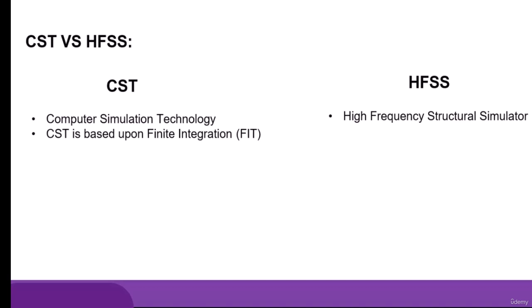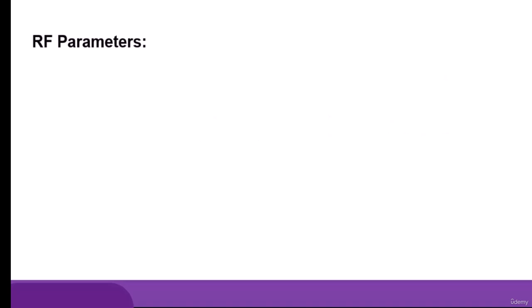So in case of HFSS, the algorithm used is the finite element method, which is FEM. Now moving towards important parameters of antenna design. Now these are some of the important RF parameters. The first one is S parameter, followed by VSWR, and then the gain. These are some of the important parameters highlighted in the RF parameters for designing in CST or in case of HFSS.